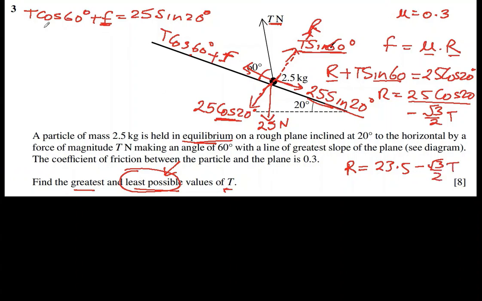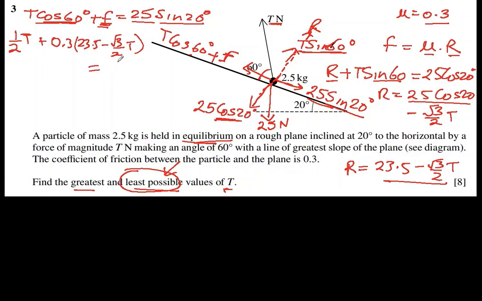And I will use that here now. So cos 60 is also 0.5 or half. Let's write half T, plus the frictional force, which is mu R. Mu is 0.3. R we just found out, 23.5 minus square root 3 over 2 T, and this is equal to 25 sin 20, which we got as 8.55.